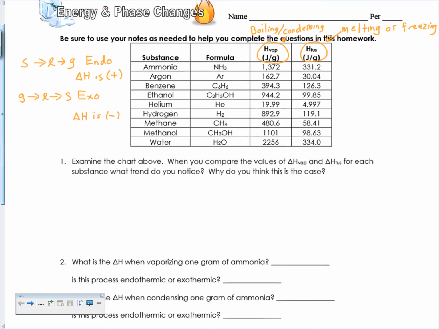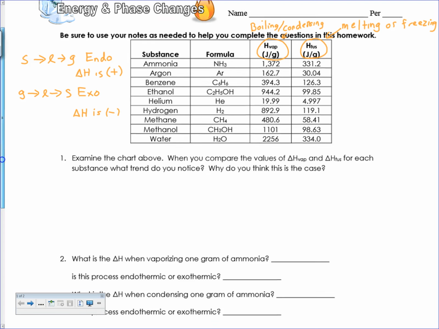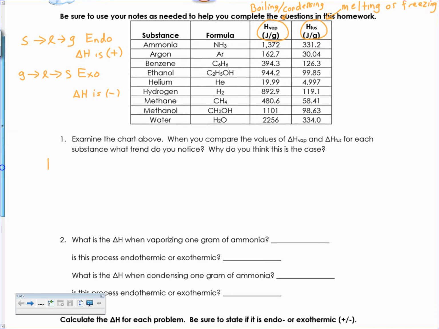It says, if you're looking at this chart above, compare the values for heat of vaporization and heat of fusion. So when we do that, you should see that the heat of vaporization numbers are quite a bit larger than the heat of fusion numbers. And then it asks, why do you think this is the case? So here's what's happening. First of all, you just have to identify that heat of vaporization is larger than heat of fusion. And there are two things that are going into this.